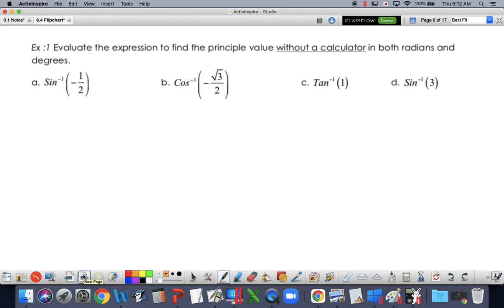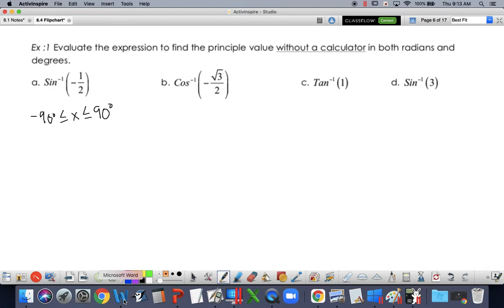So the sine of -1/2, okay? So I'm trying to figure out an angle, right? It must be between -90 degrees up to +90 degrees because we're talking about sine. And yeah, that's really all we have to do.